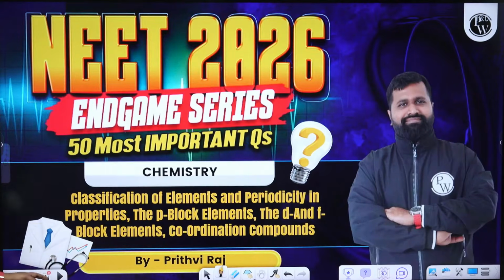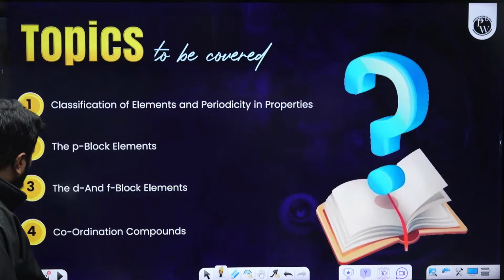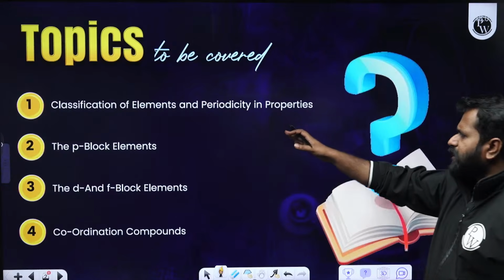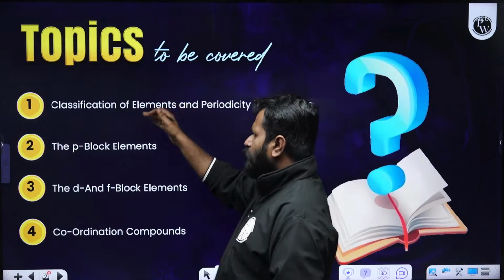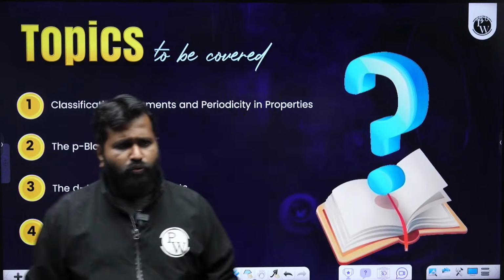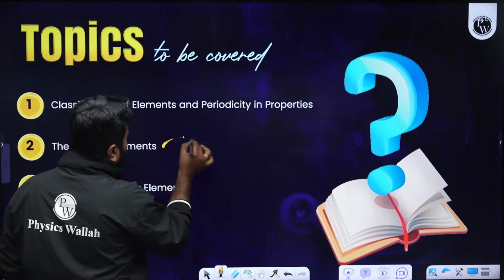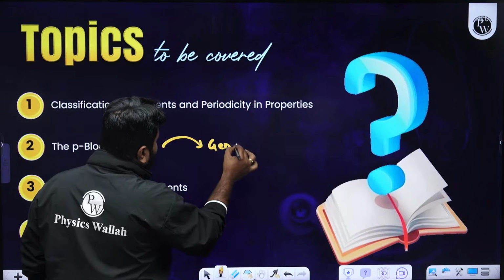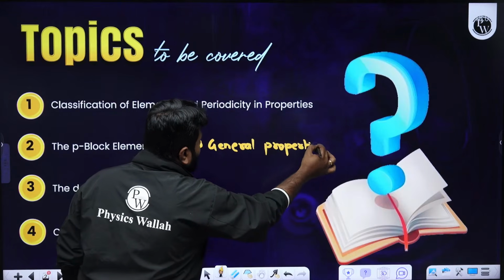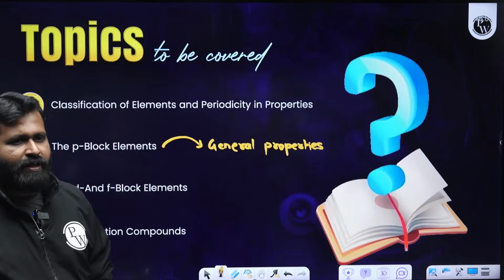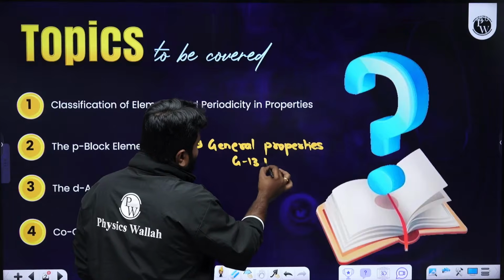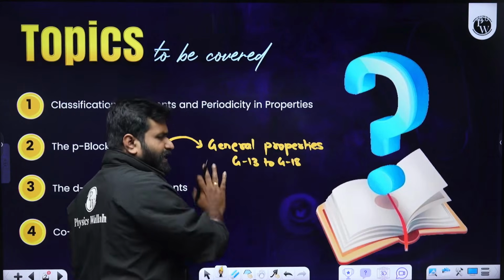Before starting the session, in today's class, the chapters we are going to discuss are classification of elements and periodicity in properties, followed by P block elements, D and F block elements and coordination compounds. Don't worry, my dear students, when it comes to P block elements, we have only the general properties of group 13 to group 18 elements. Other than this, nothing is required.